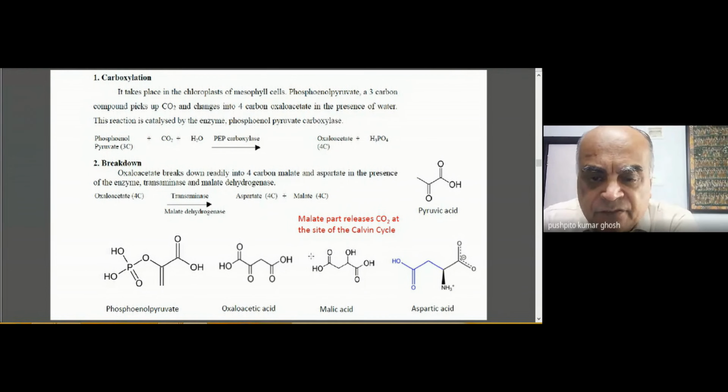That is this molecule, malic acid. Obviously, if I make 1 mole of malic acid, it will have 1 mole of carbon dioxide that it can release. This molecule gives up carbon dioxide. It gets decarboxylated, and that decarboxylation takes place in the site of the dark reaction.